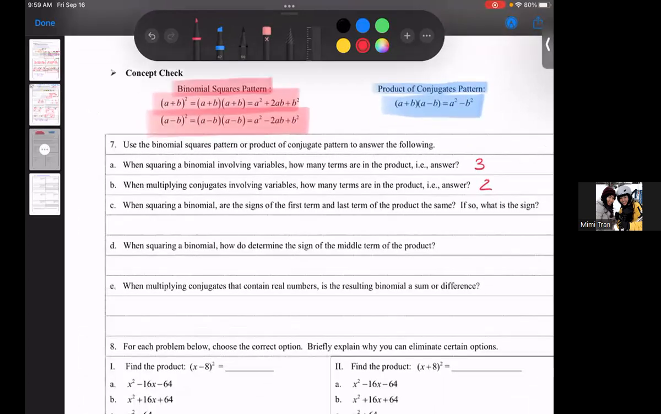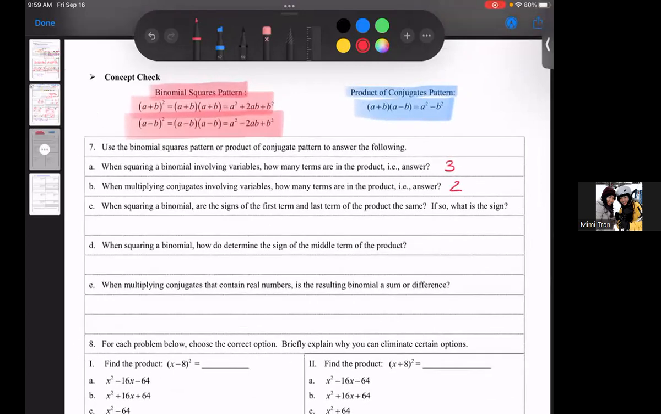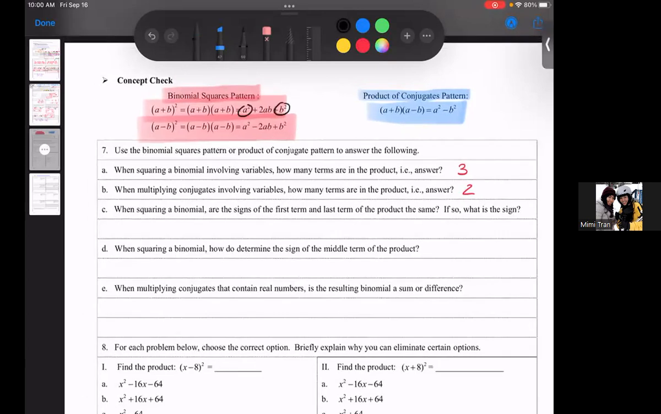Two, very good. C, when squaring a binomial, are the signs of the first term and the last term of the product the same? If so, what is the sign? You look at the formula: the first and last terms of the binomial square pattern are the same. Even though it says minus b, it's the same for both, and it's always positive.